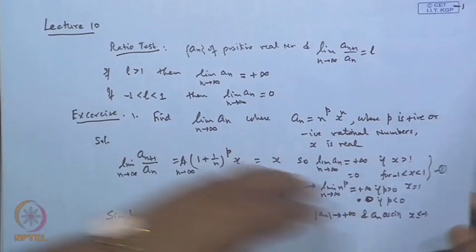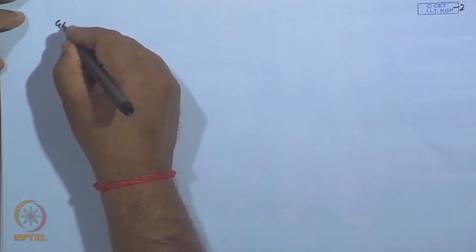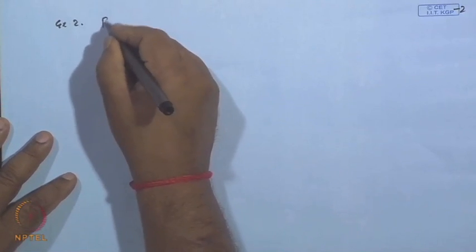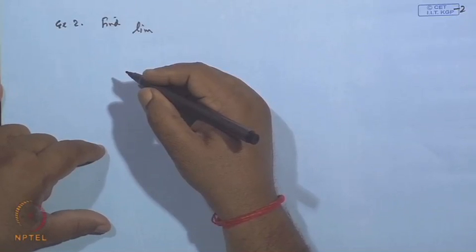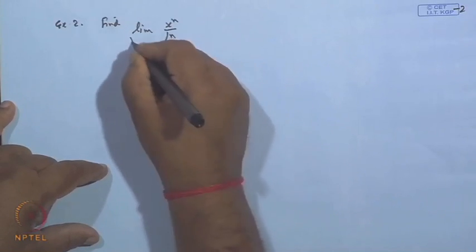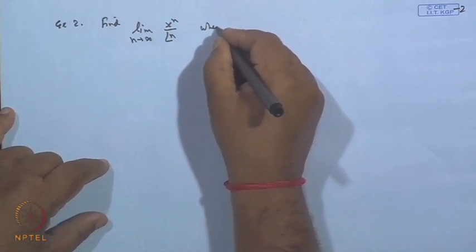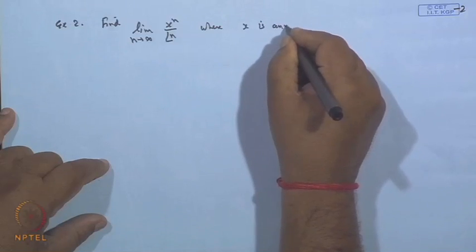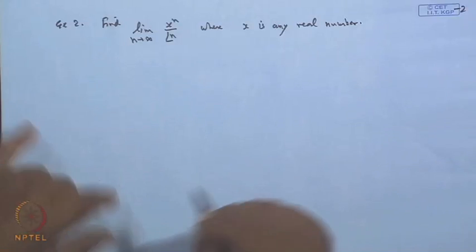Okay. Second exercise, let us see. Exercise 2: find the limit of x to the power n over factorial n as n tends to infinity, where x is any real number.